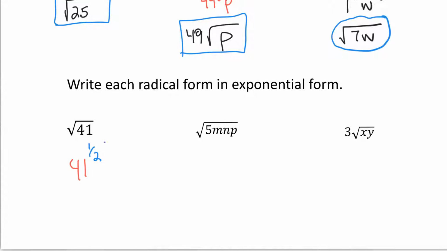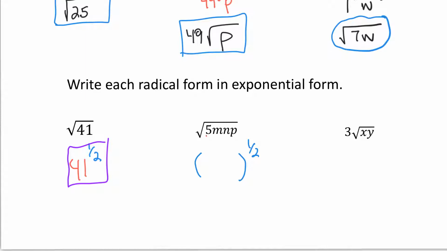So now you go to the next one and you look at what we have here, the square root of 5mnp. Notice everything here is inside of the radical. So you would need to use parentheses with an exponent of 1/2 because I have more than one number. I have more than one variable inside of the radical. So I'm going to use parentheses here, and my exponent is going to be 1/2. So the 1/2 means the square root.